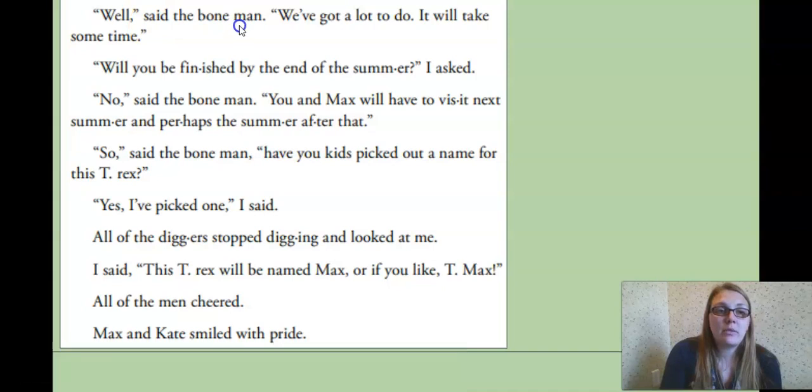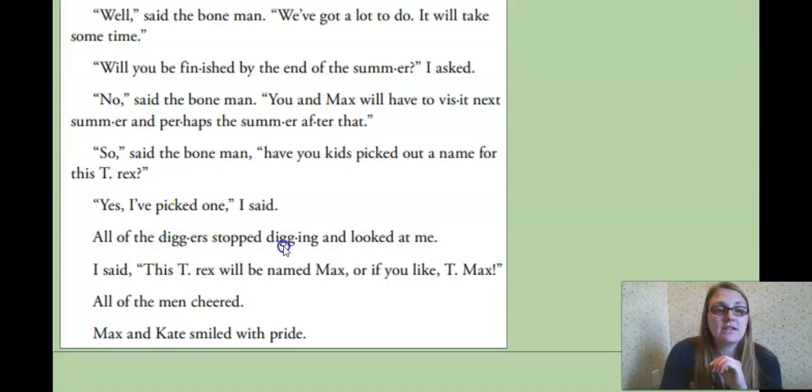Well, said the Bone Man, we've got a lot to do. It may take some time. Will you be finished by the end of the summer? I asked. No, said the Bone Man. You and Max will have to visit next summer and perhaps the summer after that. So, said the Bone Man, have you kids picked out a name for this T-Rex? Remember, they were going to be able to name the T-Rex they found. Yes, I've picked one, I said.